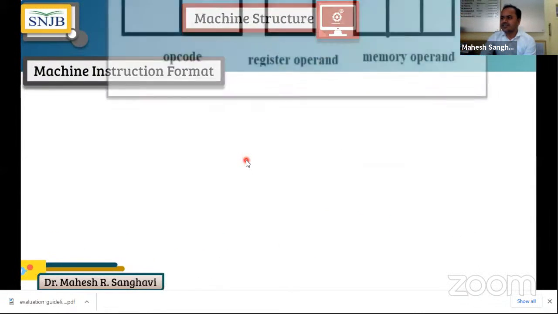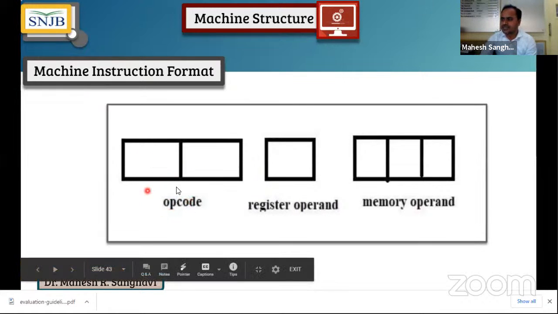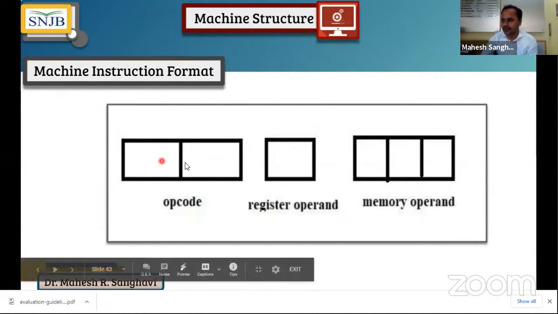Now the machine instruction format should be known to us. We know that the first two digits are given for the opcode. The opcode can be seen in the machine opcode table. For example, I'm talking about an instruction like add. We need to observe the opcode table where some numeric values are given for that opcode, and that we have to store here. So the opcode has two spaces.